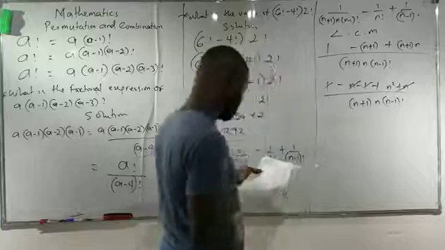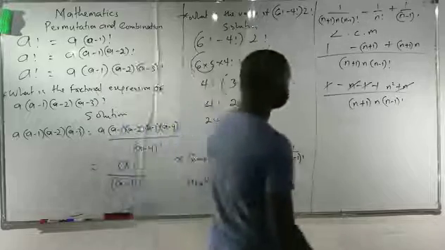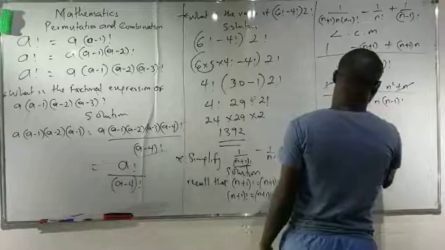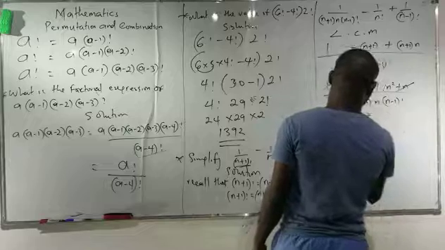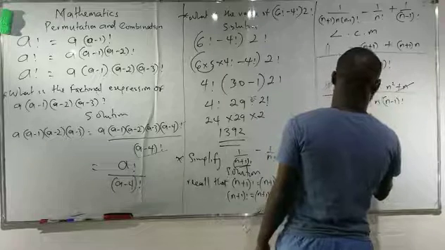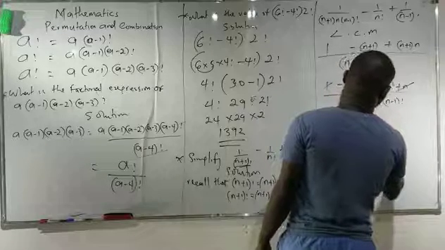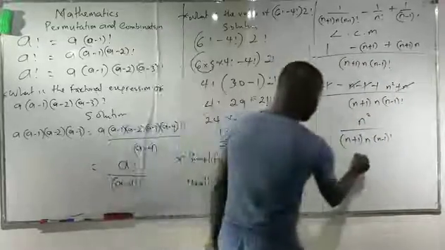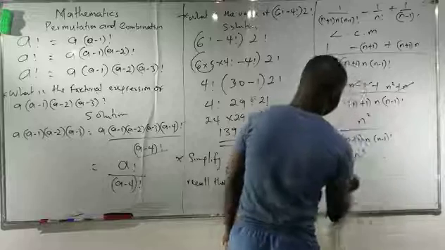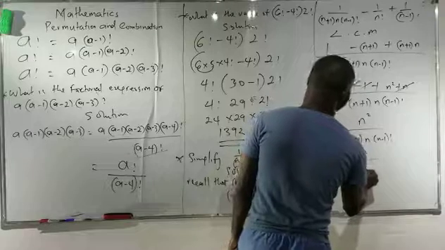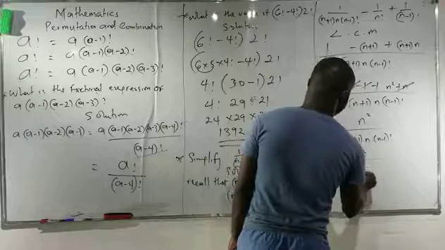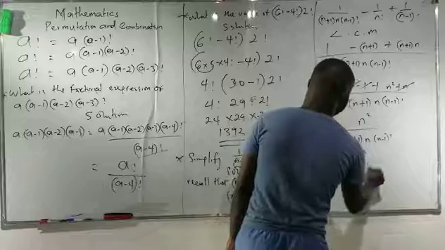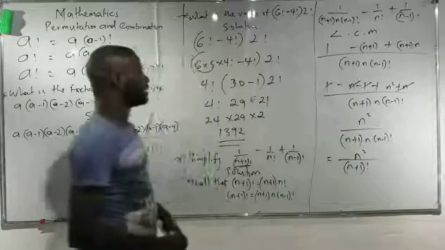That is just that. Now, at this junction, I'll be left with n squared divided by (n plus 1) n minus 1 factorial, which can be written as n squared divided by (n plus 1) factorial. That is my answer. That is my answer.